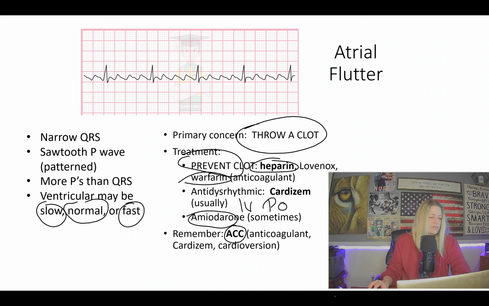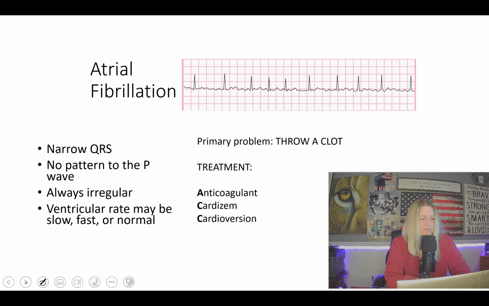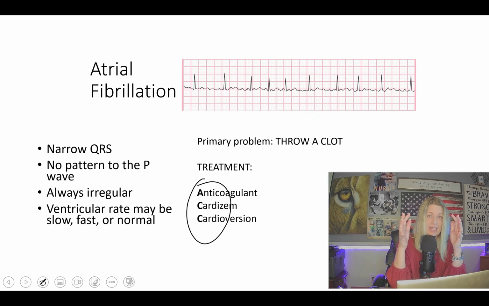Okay, atrial fibrillation. Atrial fibrillation, clinically, we treat exactly like aflutter. So do you know what the treatment for AFib is? It's ACC: anticoagulant, Cardizem, cardioversion. Because the risks of AFib are exactly the same as aflutter. For all intents and purposes, from a nursing perspective, nursing care at the bedside is exactly the same for AFib and aflutter. Slightly different pathology, but we still have an atria that's firing too fast. And in this case, it's fibrillating. It's going so fast. There are so many P waves, it's not even possible to count them.